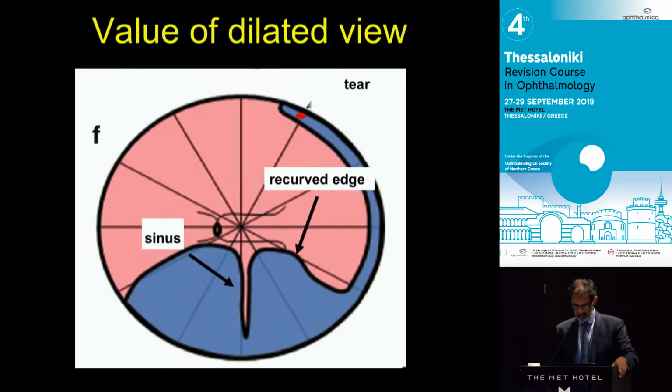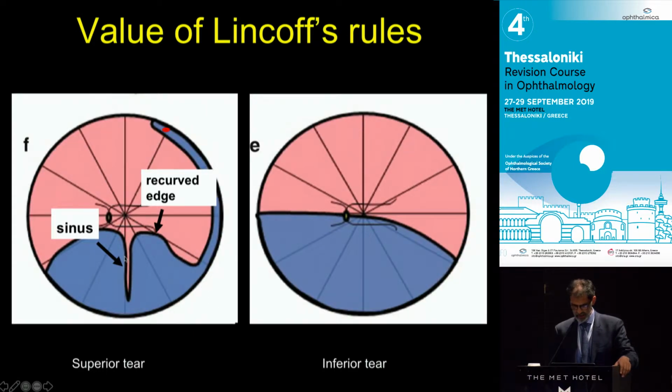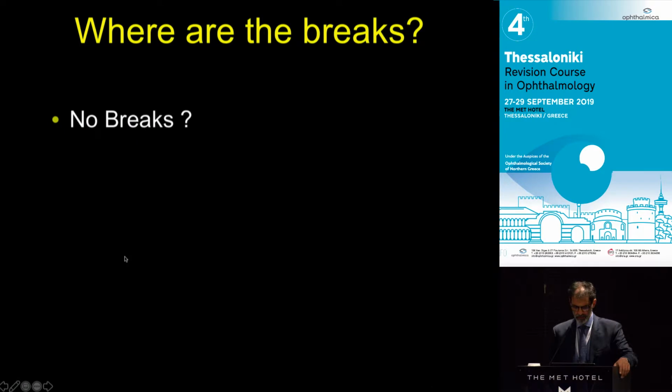So we don't need these things to remind us of all of those. And so once again here, this configuration is of an inferior detachment, inferior tear. This is a configuration of a superior tear, and we learned that from Lincoff.